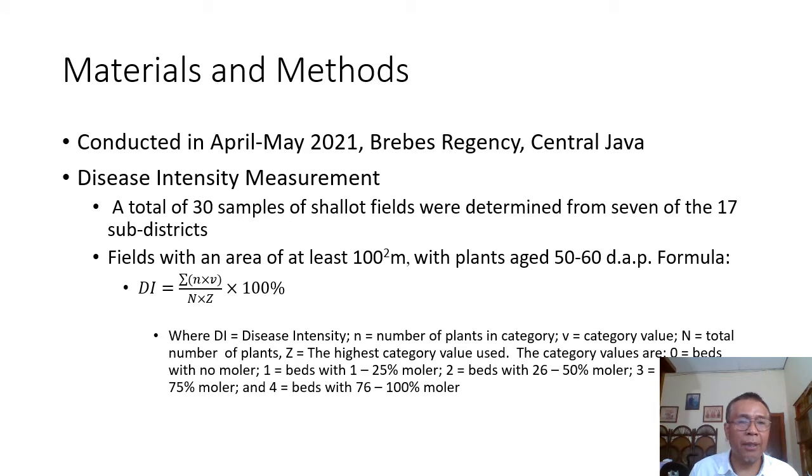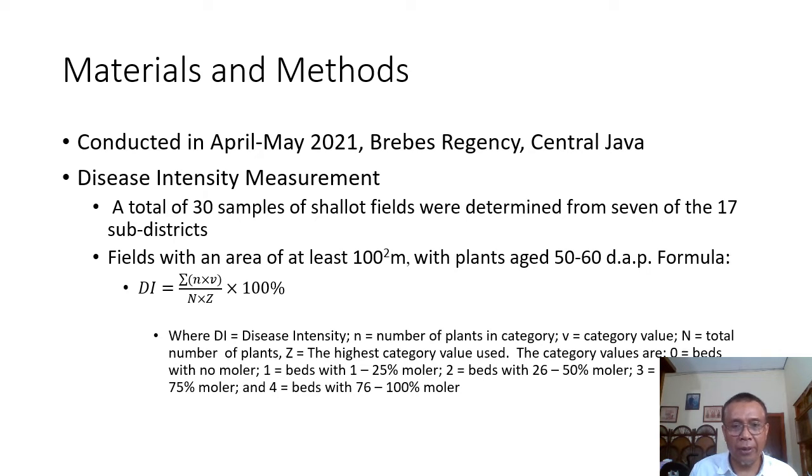My research was conducted from April until May 2021. We covered about 30 farmer shallot fields in this research. These fields come from 7 sub-districts having the largest shallot fields.